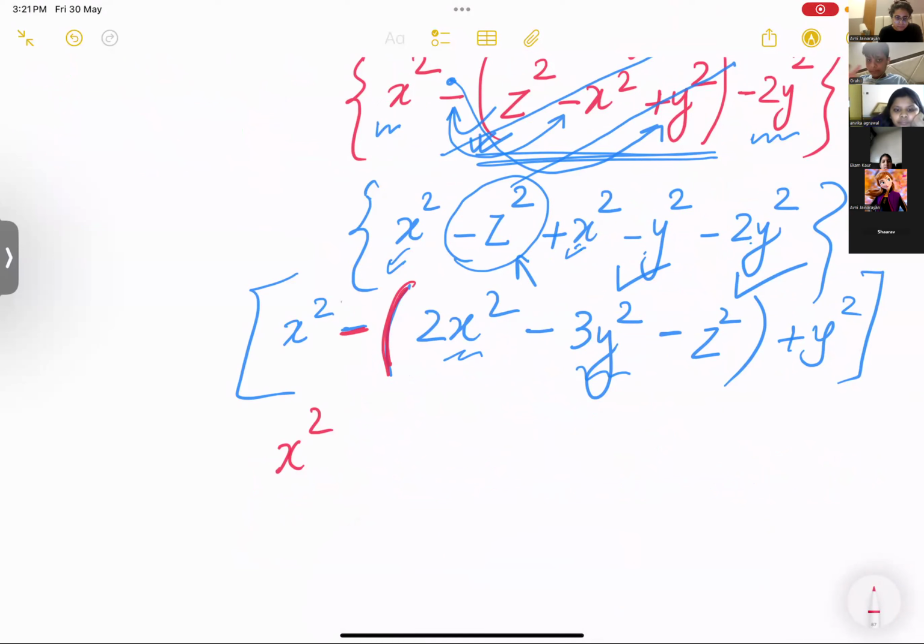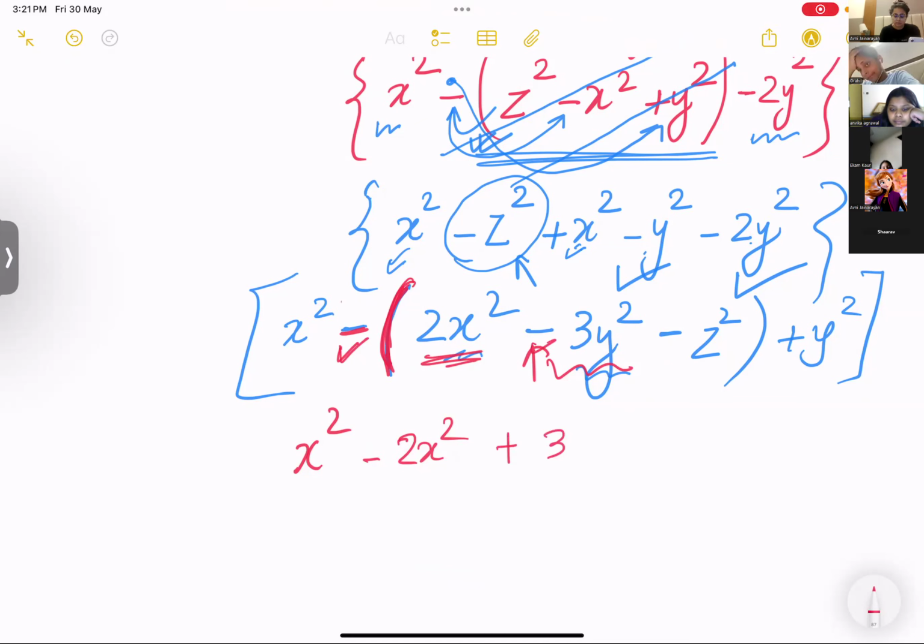Plus. This is a minus. I open the bracket. 2x square becomes what? Minus 2x square. Now, this 3y square is negative. But when I open the bracket, a negative and a negative will become? Plus 3y square. Positive. Plus 3y square.